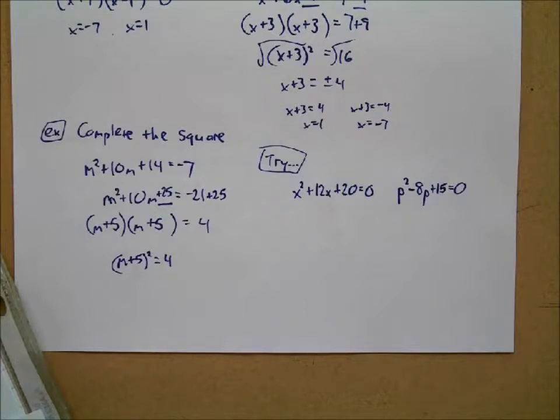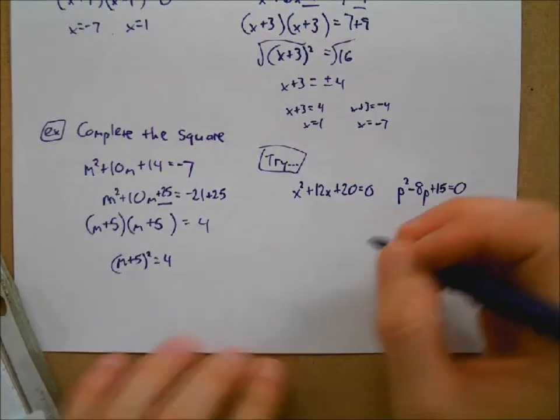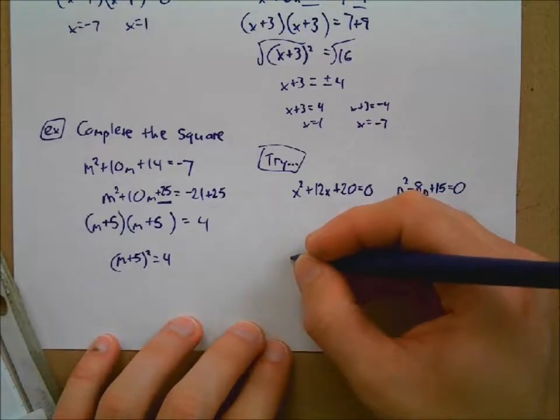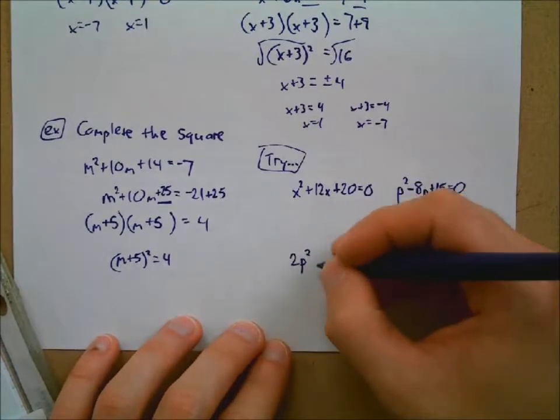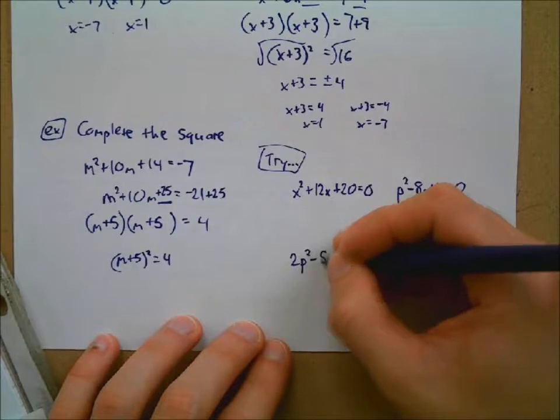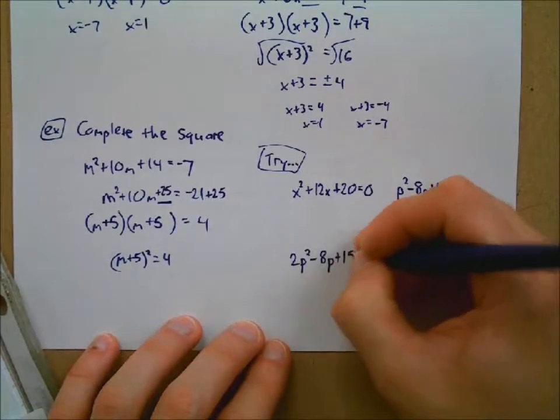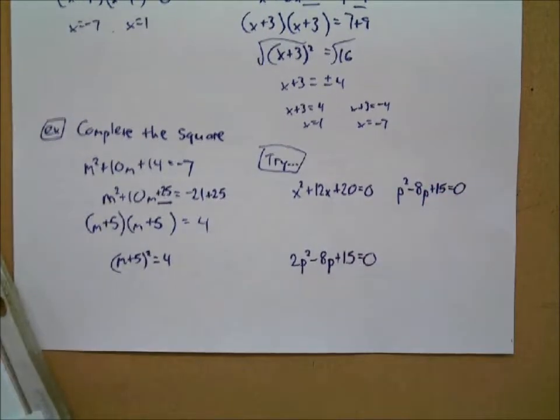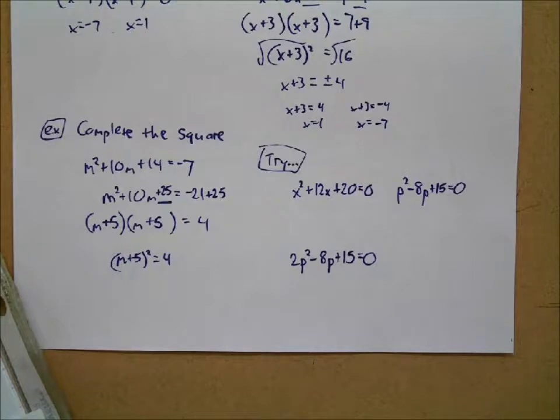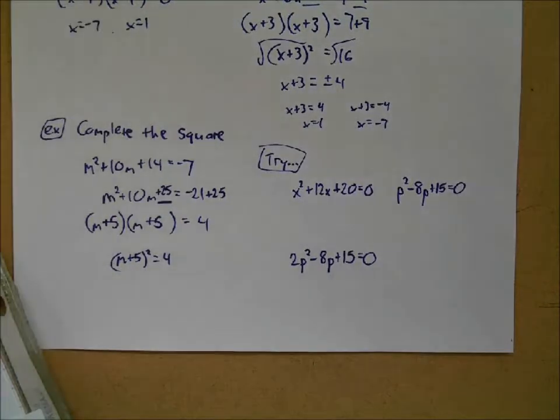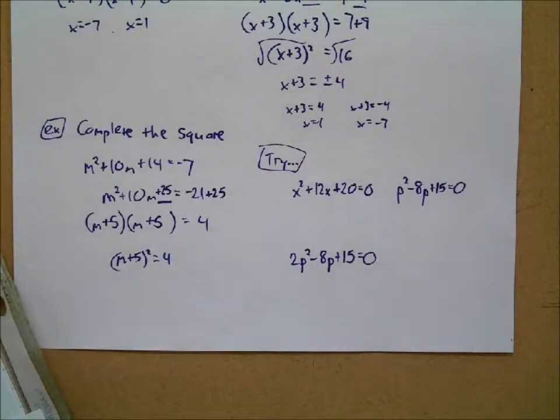And then if you finish quickly and want something to ponder here, think about how you might do 2p squared minus 8p plus 15. Okay, we can complete the square for that. So see what you can do.